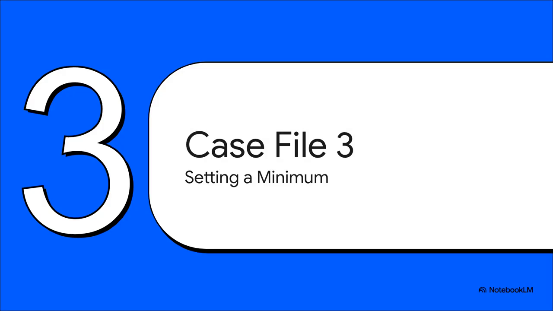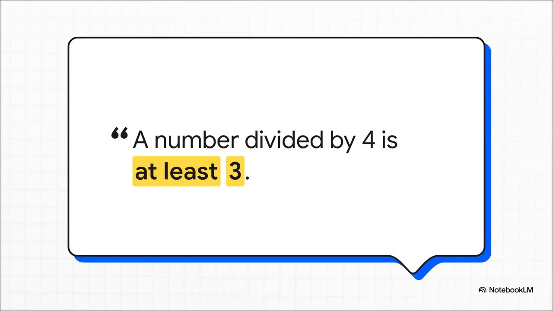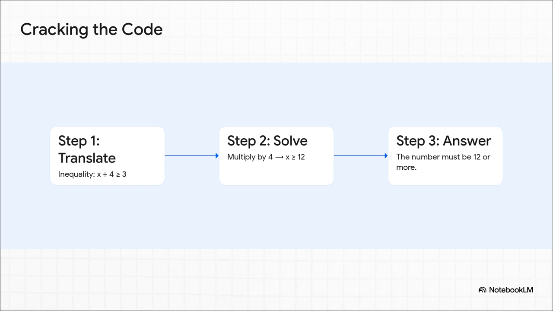Okay, for our final case file, we're going to look at a different kind of limit. This time, it's not a ceiling, it's a floor. We're setting a minimum value. All right, here's our final problem. The critical phrase this time is at least. So how do we translate that into the language of math? Well, it translates to greater than or equal to, which looks like this little symbol, greater than or equal to. That means our number can be exactly 3, or it can be anything bigger.